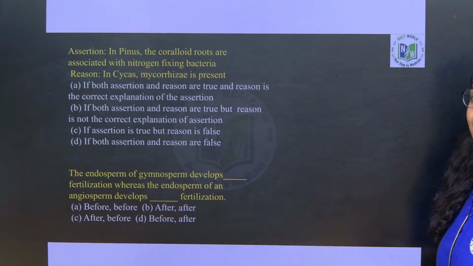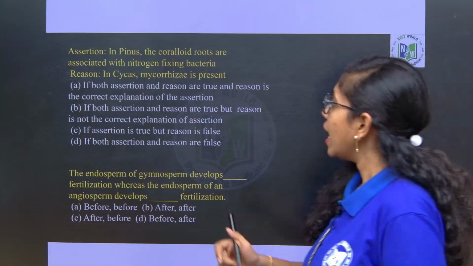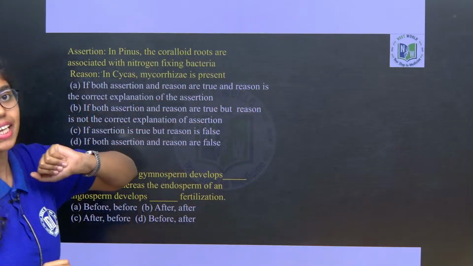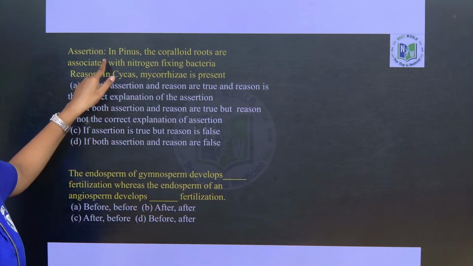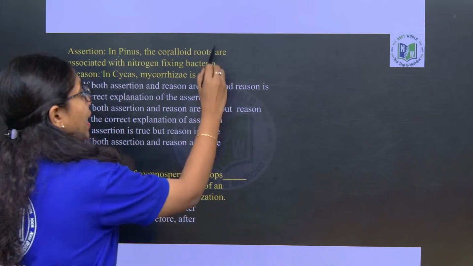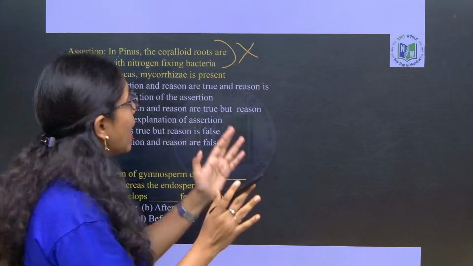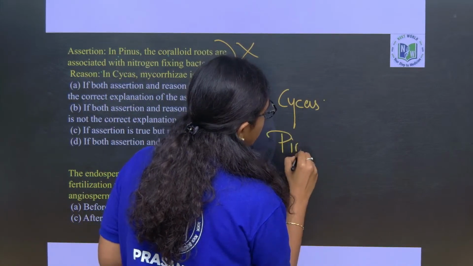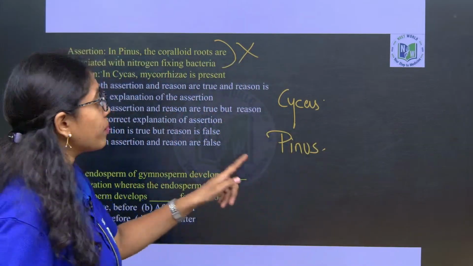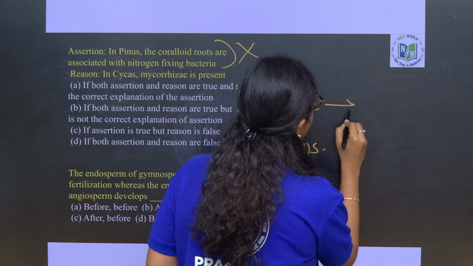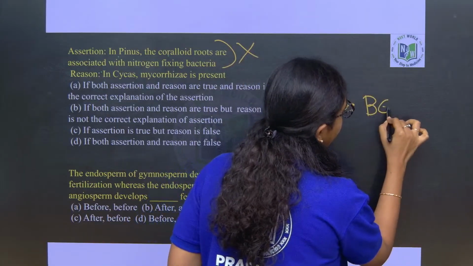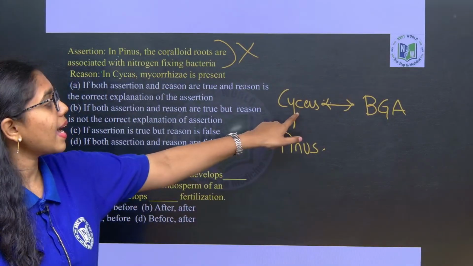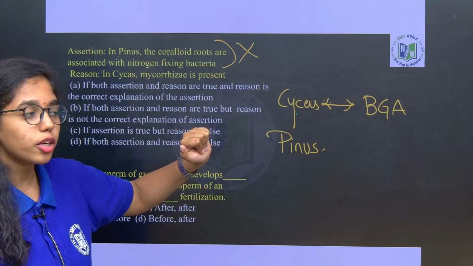Now, an assertion and reason type of question: in Pinus, coralloid roots are associated with nitrogen fixing bacteria. That is completely wrong, because that is for Cycas. Remember that Cycas and Pinus both are gymnosperms. In Cycas, the association is with blue-green algae or cyanobacteria. What are the examples of blue-green algae or cyanobacteria?